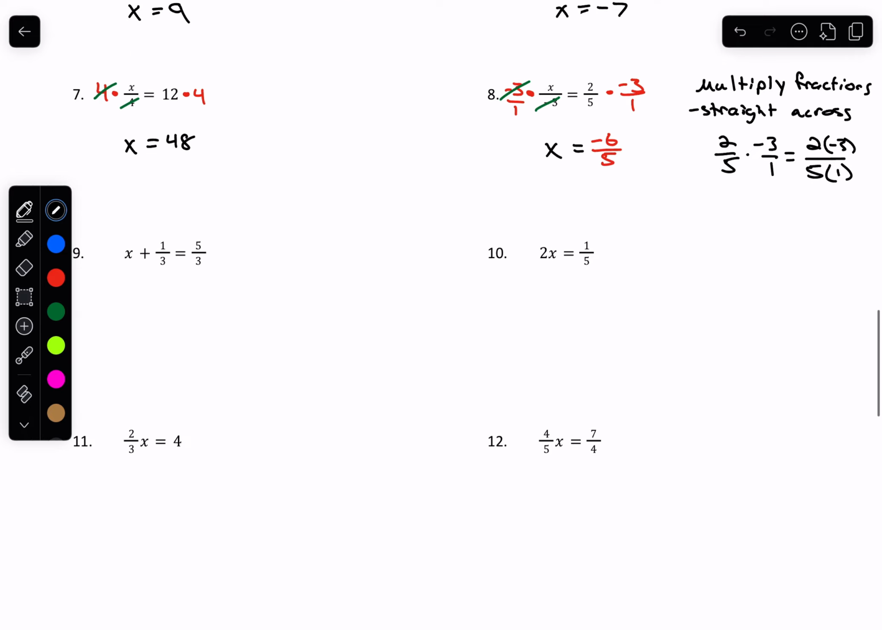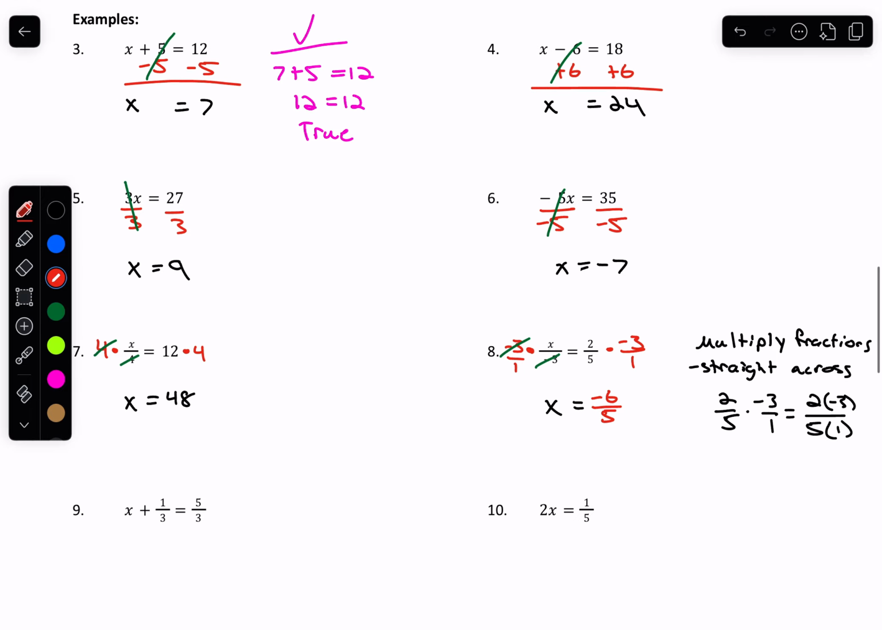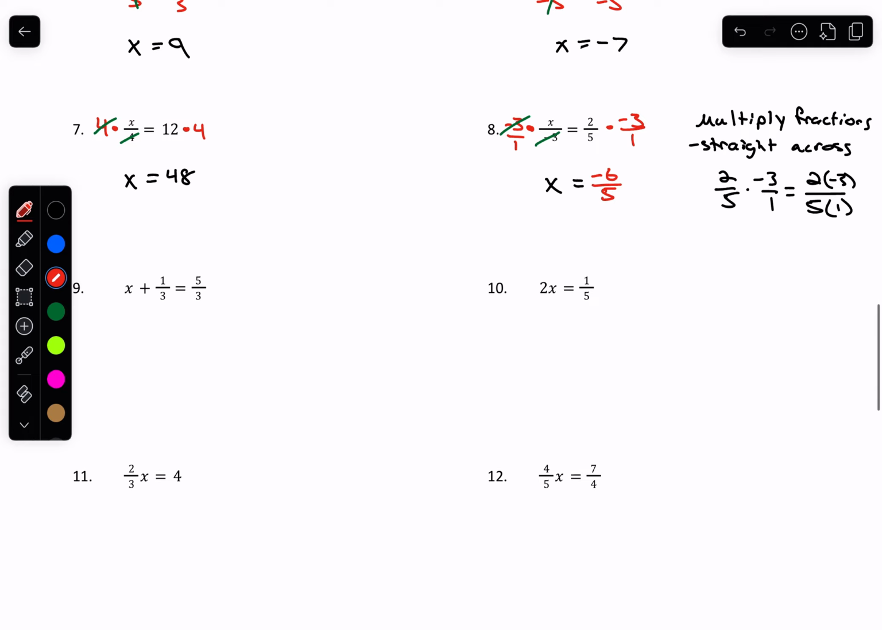All right, number 9. We have x plus 1/3 equals 5/3. So this is no different than question number 3 up there at the top, where we had x plus 5 equals 12. We are going to do the opposite of plus 1/3, which is minus 1/3 on both sides. But a lot of students tend to freak out here because we have fractions. On the left side, 1/3 and negative 1/3 add together to give us 0, so we just get x. And on the right side, now we have to add these fractions.